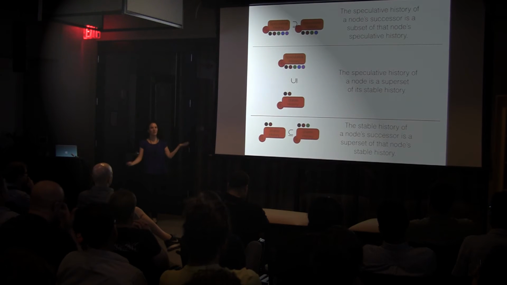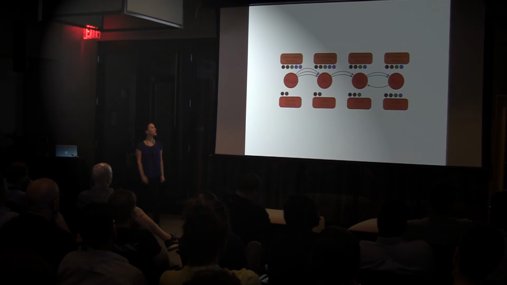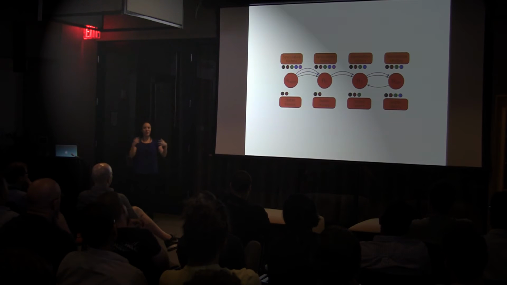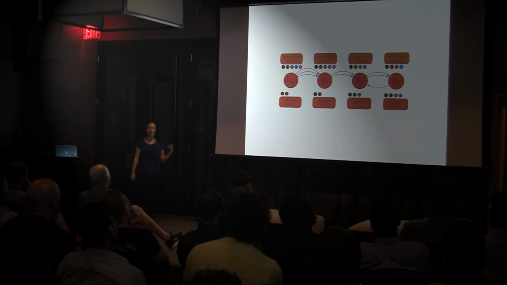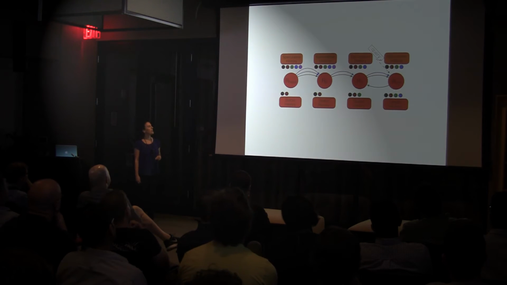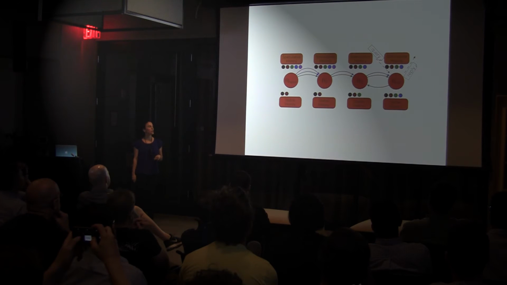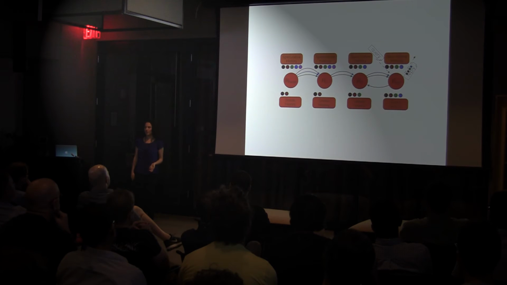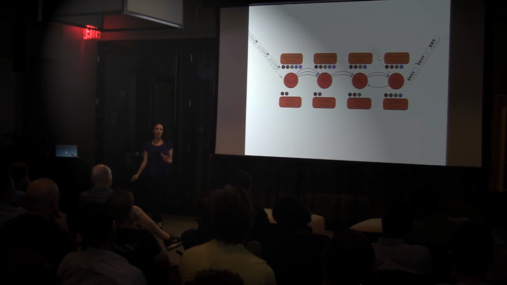And this is where I start talking about queries. So we understand how updates work and how histories are ordered. When it comes to queries, let's start from the more chaotic situation where we have the blue, purple, and green updates all in the pipeline. The queries are always sent to the tail, and the tail always replies with its stable history. Because we have only one node that is always replying to queries, we have a point of linearization, and that is the thing that gives us linearizability.